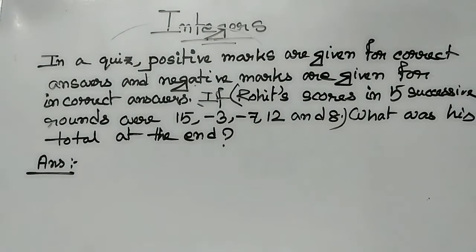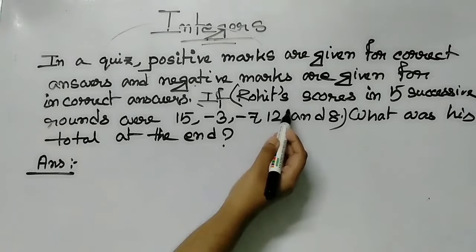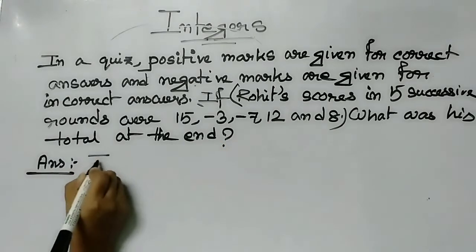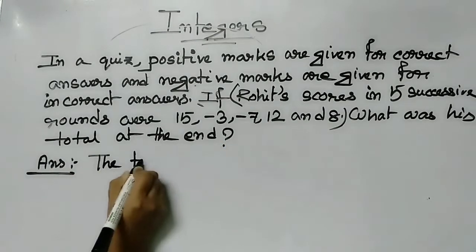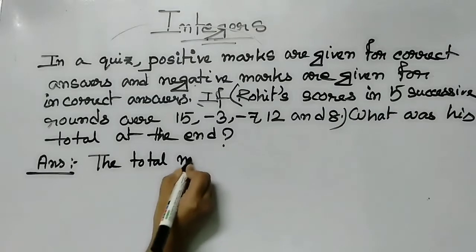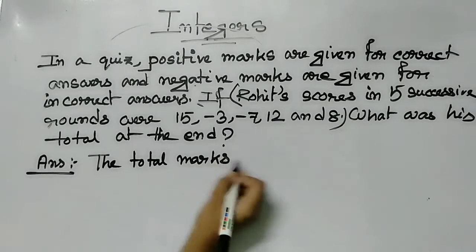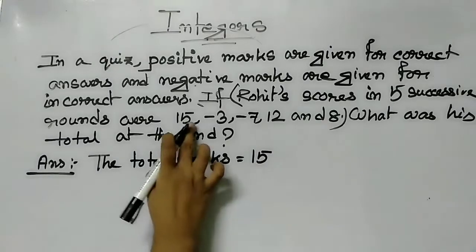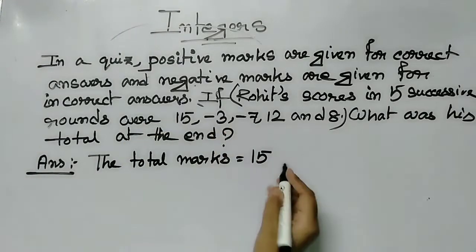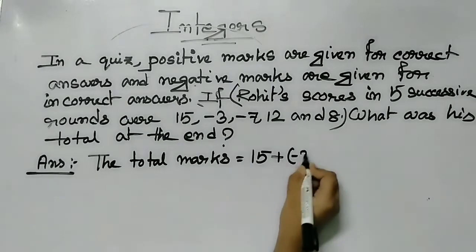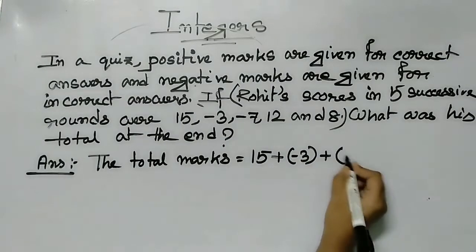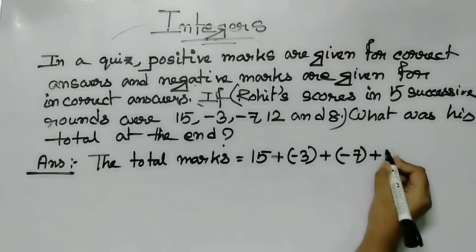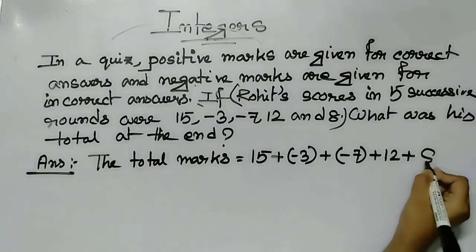But here I have not written this statement. After writing this statement, the total marks equal to, total marks mean we have to add these 5 integers. So 15 plus minus 3 plus minus 7 plus 12 plus 8.